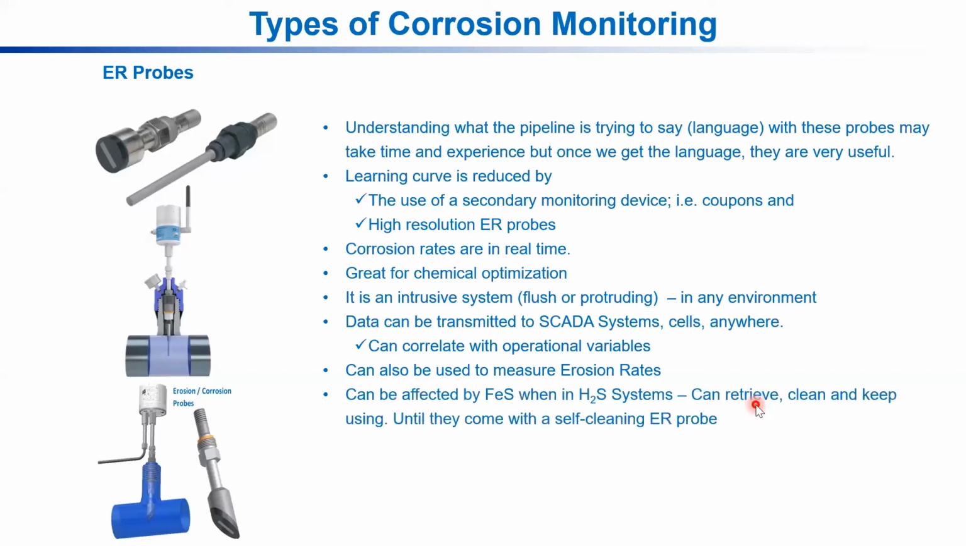One of the drawbacks is that if you use them in H2S environment, they can be affected by iron sulfide, because iron sulfide is conductive, and then you may think that the corrosion rates are dropping, and that may not be true. So when that happens, you're going to have to retrieve the probe, clean it, and put it back in the system until they come up with a self-cleaning ER probe. I'm waiting for that, a self-cleaning ER probe. They do not measure pitting rates.